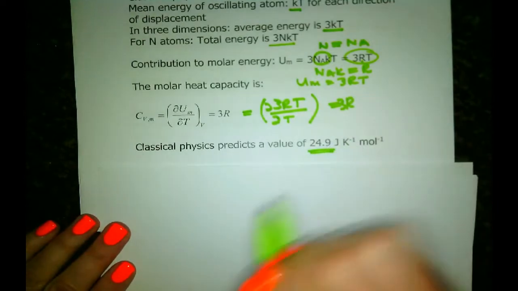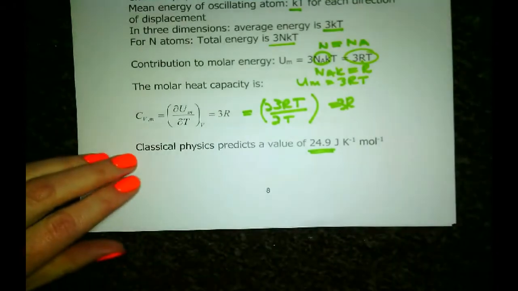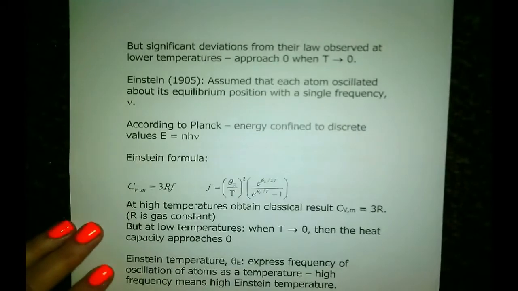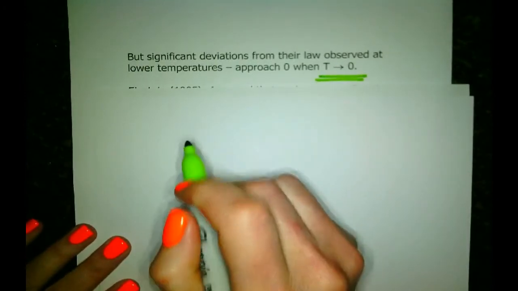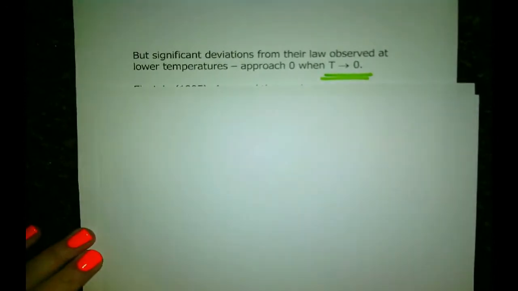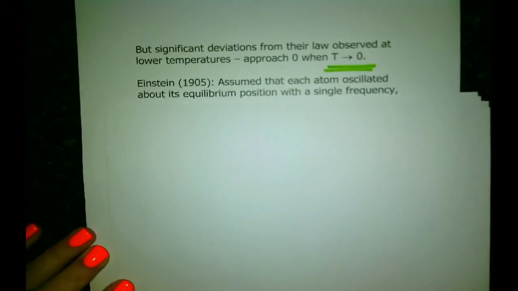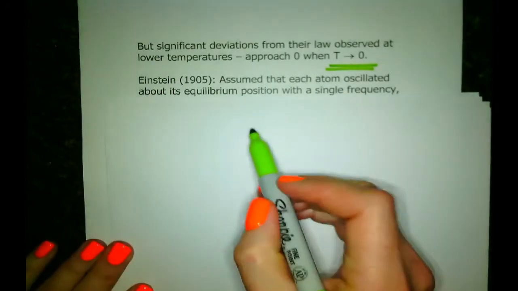Okay, so this is all good and well when you are working close to room temperature. So classical mechanics works well close to room temperature. However, when the temperature is reduced, so when they were able to go to much lower temperatures, and specifically when temperature goes to 0 Kelvin, they found that this is no longer true. So the heat capacities were no longer approaching 25 joules per Kelvin per mole.